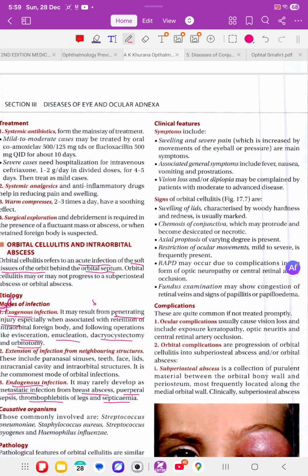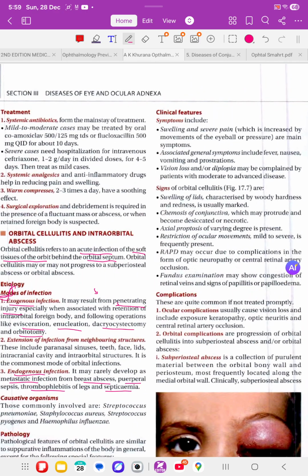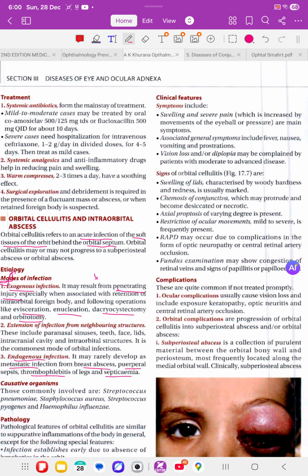What are the signs of orbital cellulitis? Here you can see orbital cellulitis in a 3-year-old female child. We can see swelling of the lid characterized by woody hardness and redness, which is usually marked. Chemosis of the conjunctiva may protrude, become desiccated or necrotic. Axial proptosis of varying degree is present. Restriction of ocular movements and RAPD due to involvement of the optic nerve.